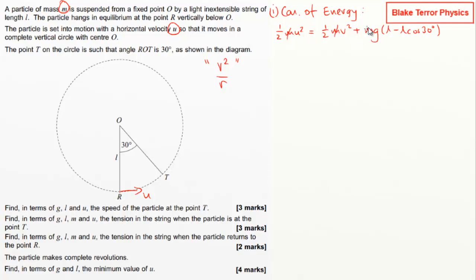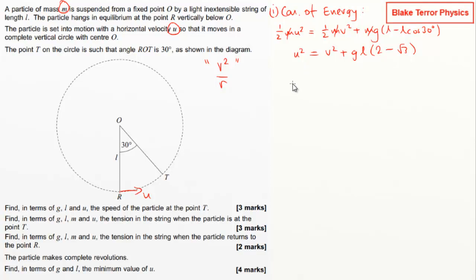So all of the m's cancel. We can multiply through by these 2's, but we'll do that maybe in a moment. Let's clear up this issue here. If we got 1 minus root 3 over 2, that is 2 minus root 3 multiplied by a half. So we've got halves we can get rid of all the way through here. So u squared is v squared plus g times L times 2 minus root 3.